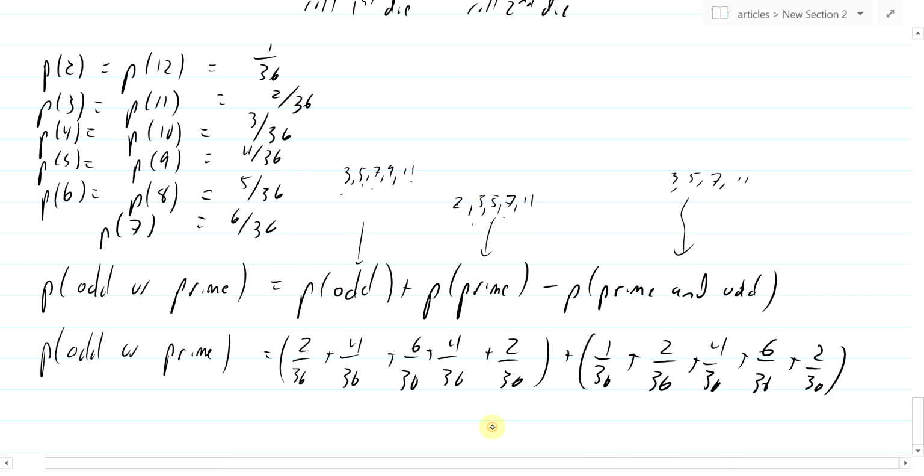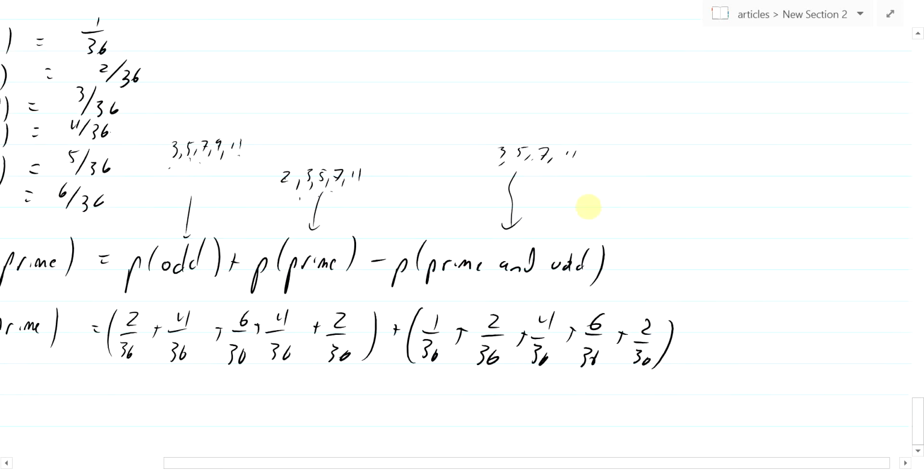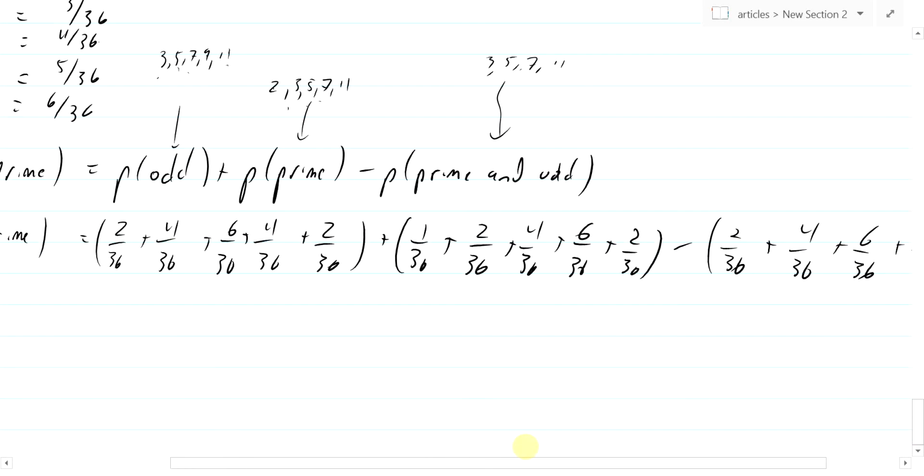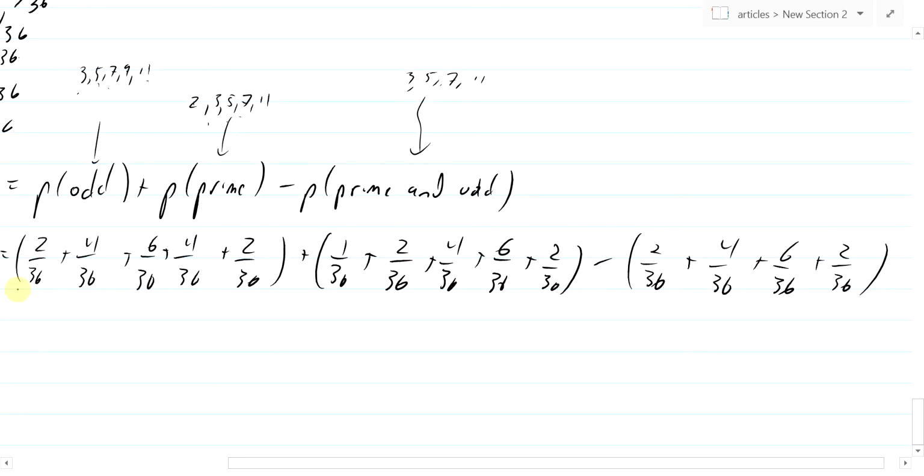Minus 3, 5, 7, and 11. That would be minus 2 out of 36 plus 4 out of 36 plus 6 out of 36 plus 2 out of 36. So note that in doing this, anything that was repeated, 2 out of 36, 4 out of 36, 6 out of 36, those all had to be canceled out because we got them twice. So this and that go away, this and that go away, this and that go away.